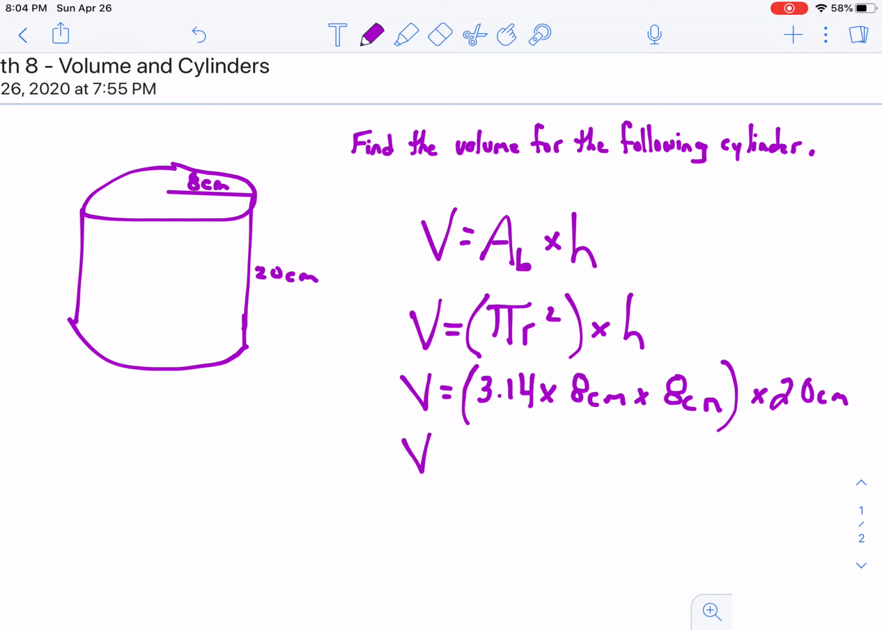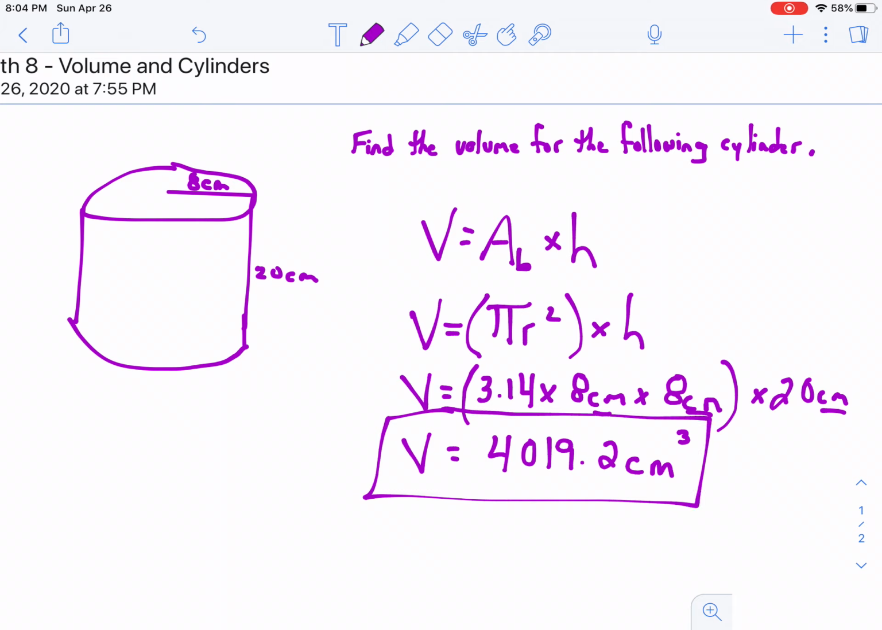So now it's just a matter of pulling up my calculator and doing some basic math. 3.14 times 8 times 8 times 20. Whatever I get for my answer is going to be my volume. So in this case, it was 4,019.2. And because we have centimeters times centimeters times centimeters, my units for volume are centimeters cubed. So this is now measuring my volume.